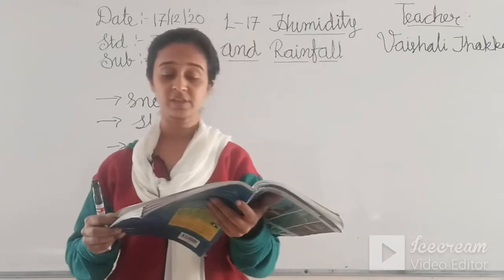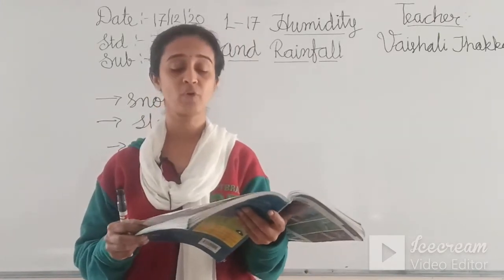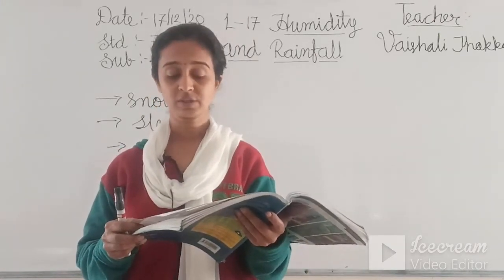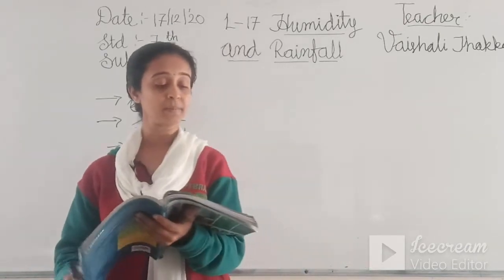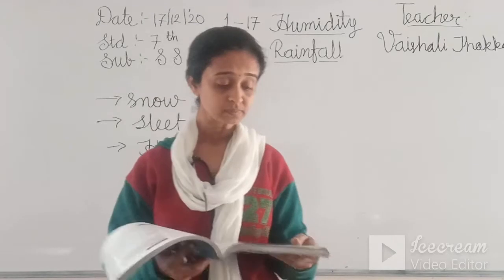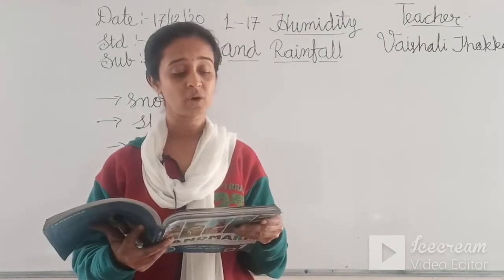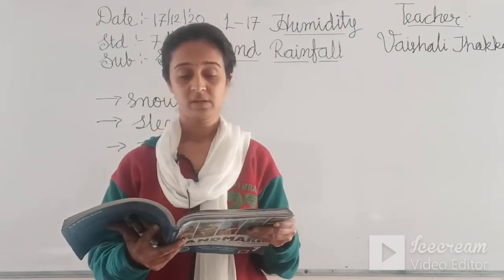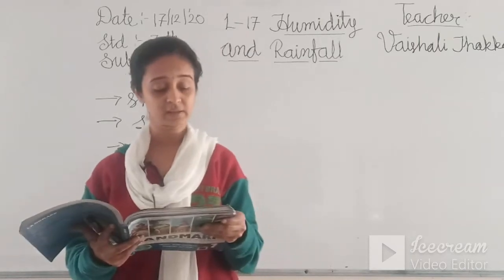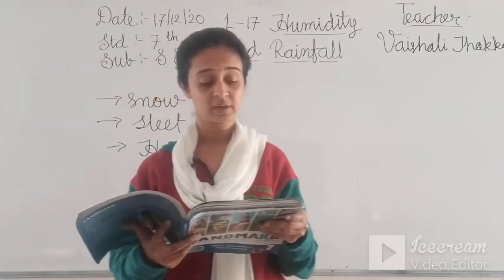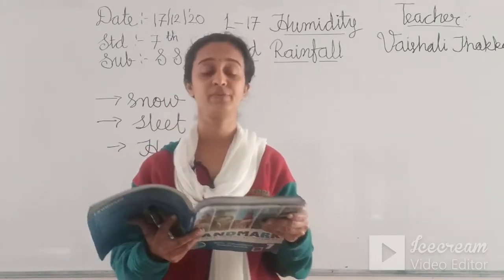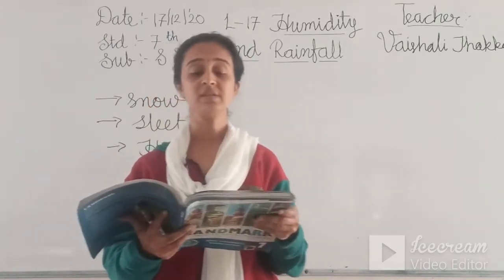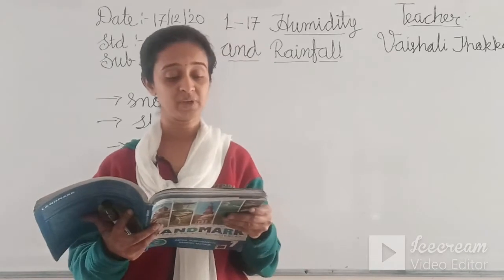In condensation, the forms of condensation are fog and mist, clouds, dew, and frost. And in precipitation, we talked about the rain. In the rain, there are three types of rainfall: relief, convectional, and cyclonic rainfall. We discussed all these topics in the previous class.